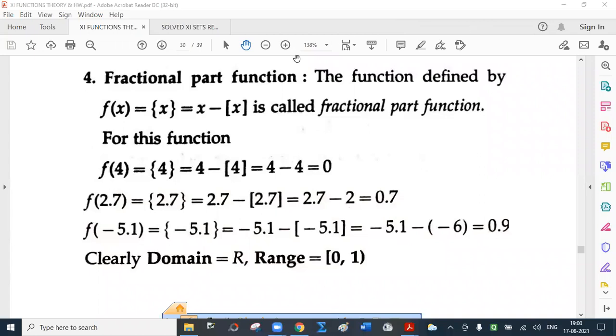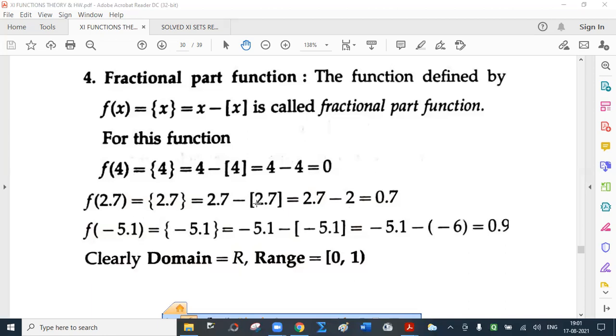Now this is again an interesting and important function, the fractional part function. The function defined by f of x equal to the fractional part of x, which is x minus step x, is called the fractional part function. For this function, what is f of 4? It is 4 minus step value of 4, which is 4, that is 0. So we can draw a conclusion, use common sense basically. In an integer, what is the fractional part? 0.